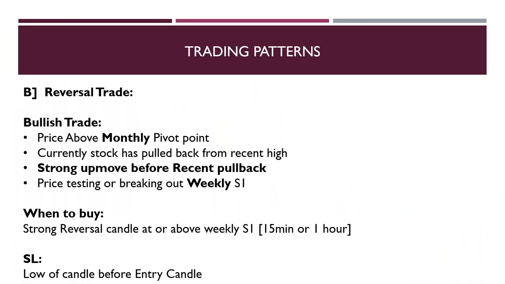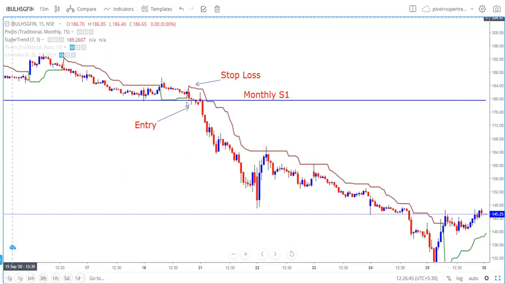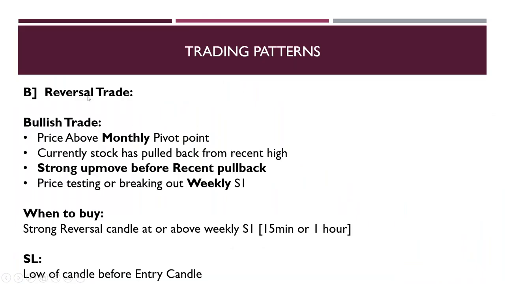I have one more trading pattern I use here, which is reversal trades. First I'll cover the bullish trade. When price is above the monthly pivot point, this condition is a must, so it is bullish. Currently the stock has pulled back from a recent high, so the stock has moved up and now it's coming down. Before the current pullback there was a strong up move, and price is testing or breaking out from the weekly S1 level.